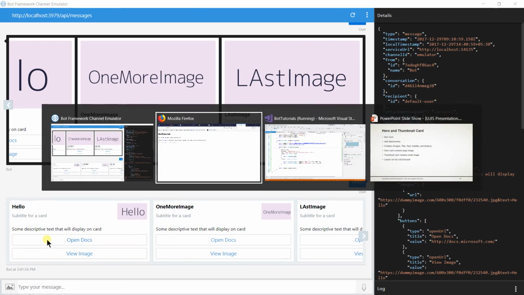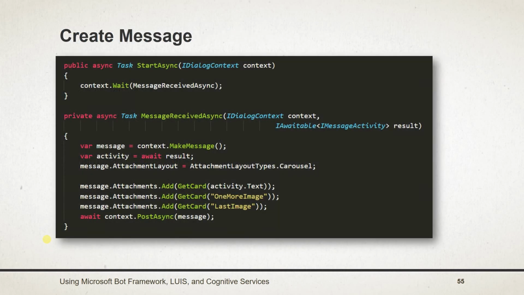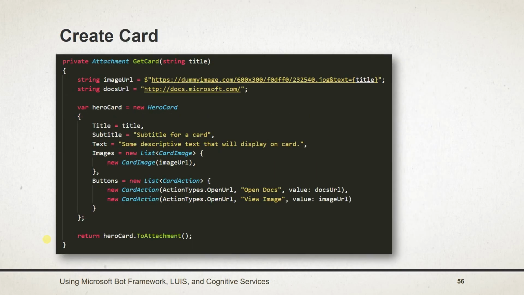Let us see what we have learned in this session. In this session, we saw differences between hero card and thumbnail card. Then we created a message that returns attachments and created a method that produces the card. Here we can add title, subtitle, text and multiple images and multiple buttons.